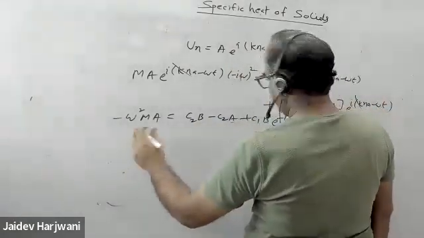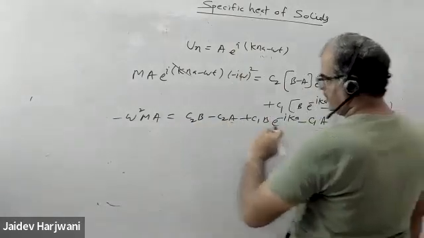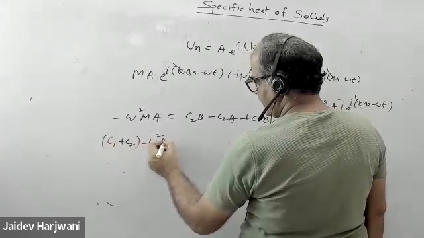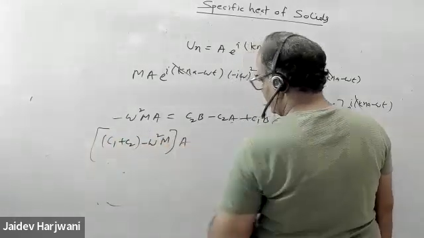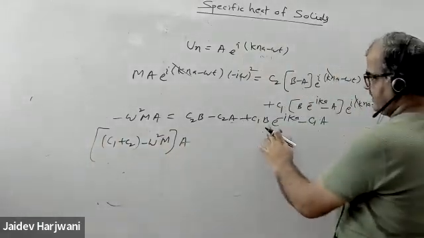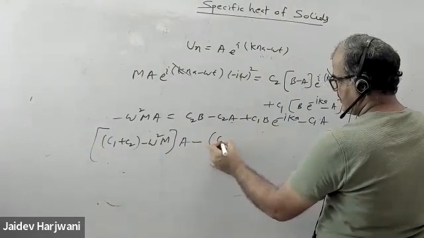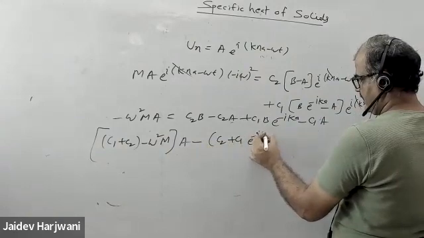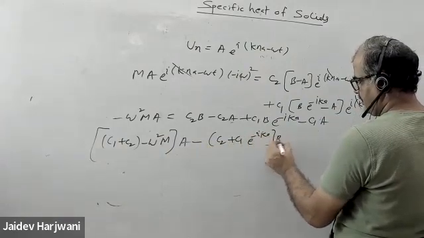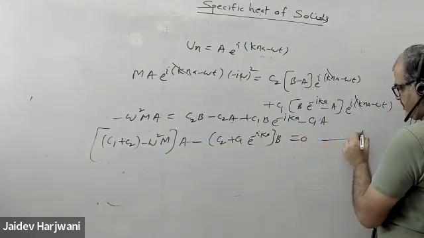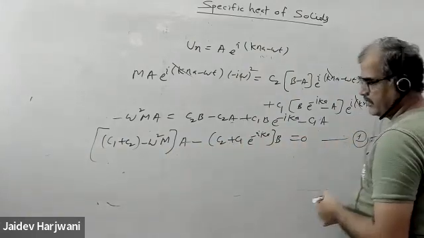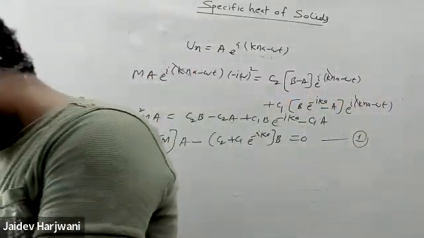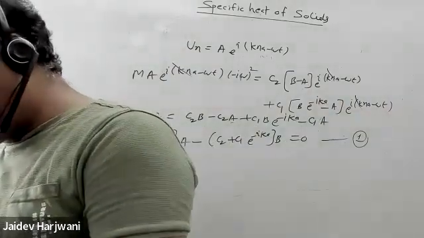Now let me write this. So minus ω² m a, and here minus c2 minus c1. This becomes c1 plus c2, minus ω² m, this becomes my a. And here it will go minus, so minus (c2 plus c1 e^(−iκa)) b. This will be the equation here. This is equation 1. Are you getting this equation? First equation. Yes, sir.